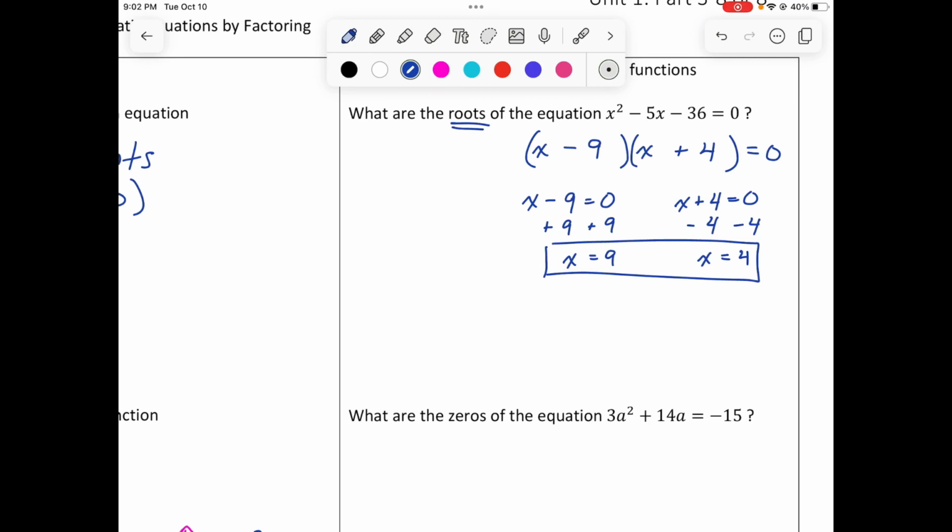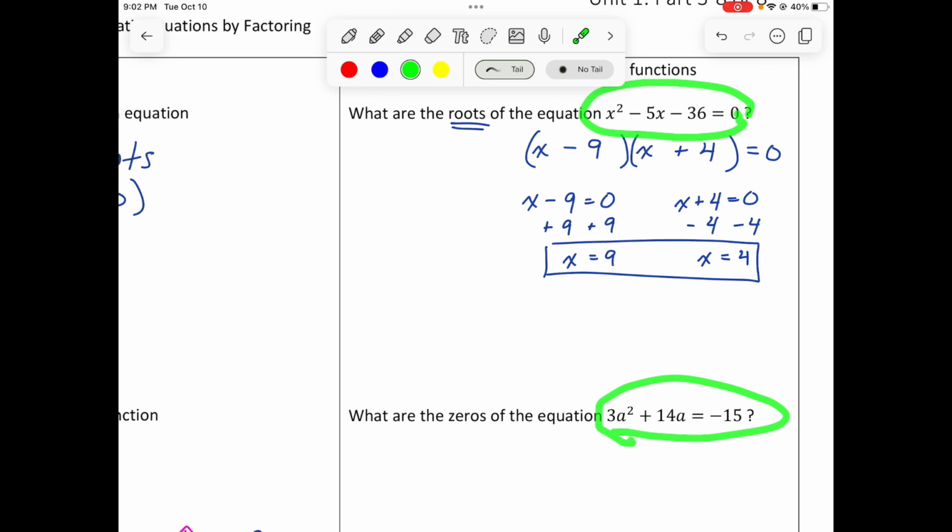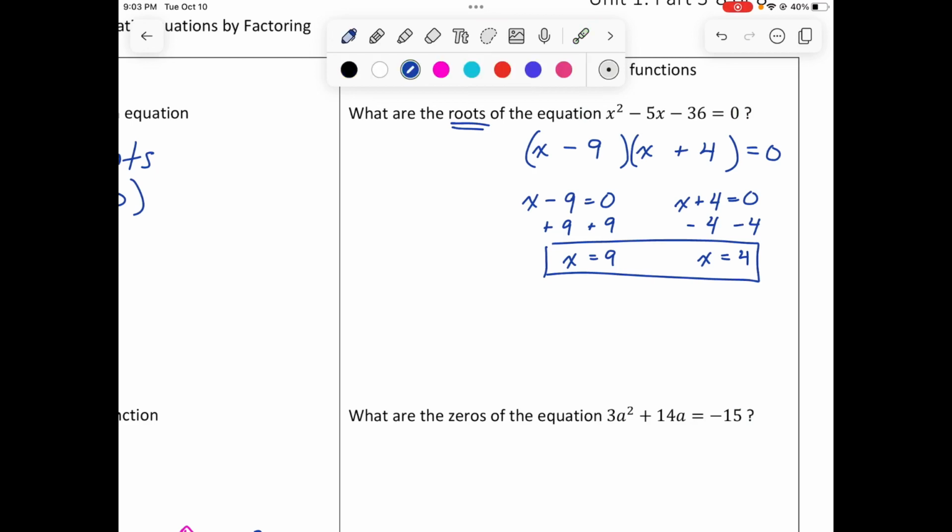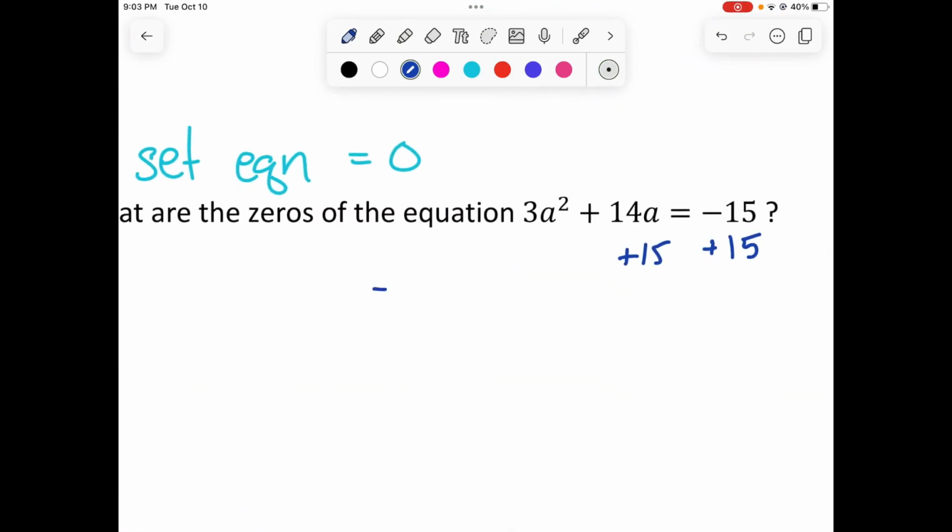For the next equation, hopefully you're noticing that this one is different than the top one. It's different because it is not set equal to 0. It's equal to -15. In order to solve by factoring, we have to set the equation equal to 0 before we do anything else. So we are going to add 15 to both sides. Now I have 3a squared plus 14a plus 15 equals 0. Go ahead and pause the video, factor this, and then come back to check your work.